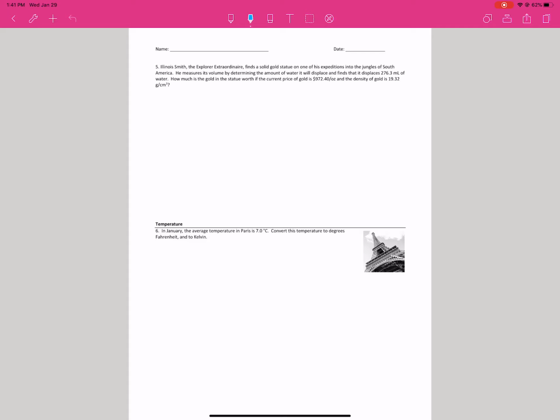So here, okay, we see that Indiana Smith, the explorer, finds a solid gold statue. So the first sentence, we don't really care. Okay, it's there, but who cares? He measures the volume of the statue by determining the amount of water it will displace and finds that the volume of water displaced is 276.3 milliliters of water.